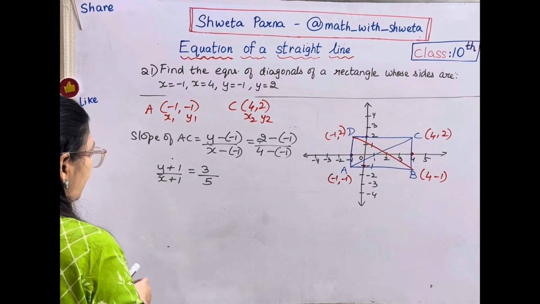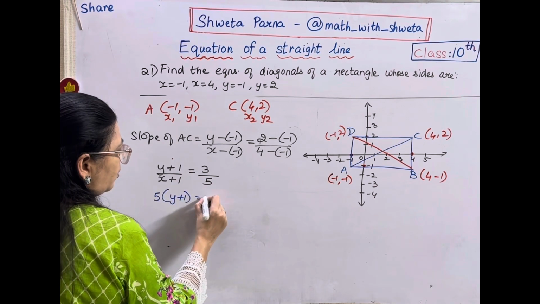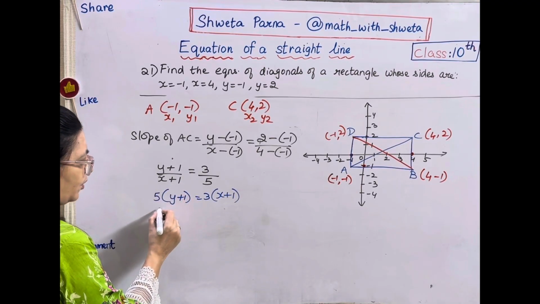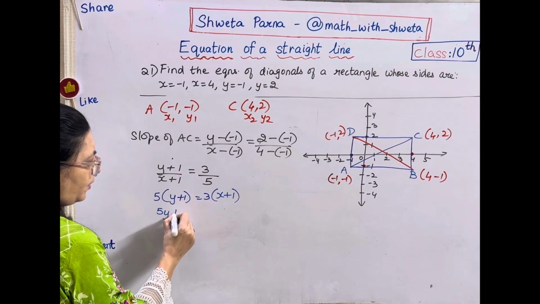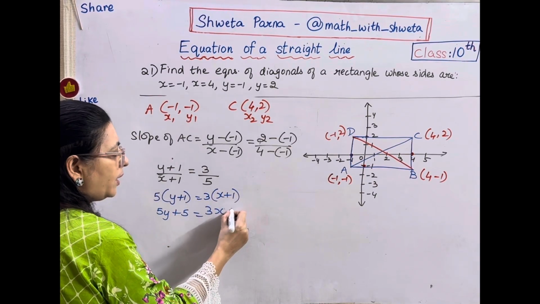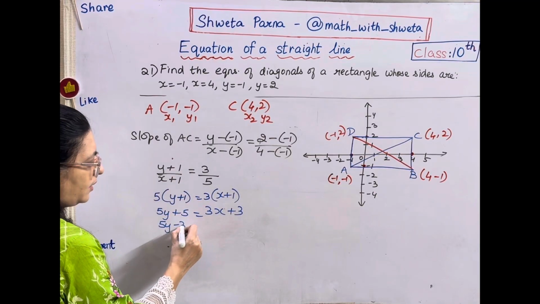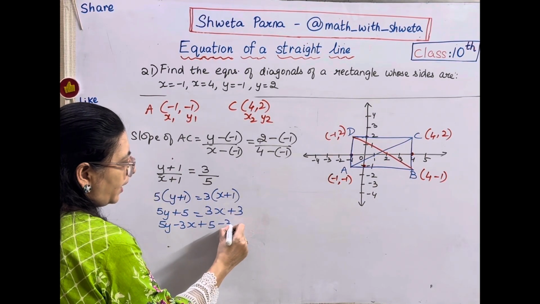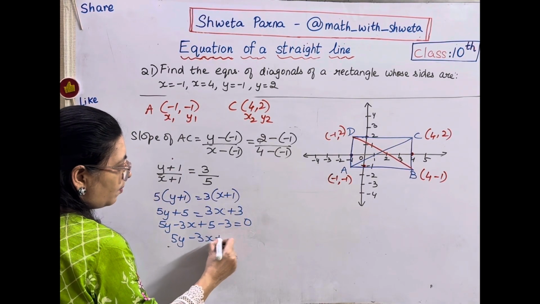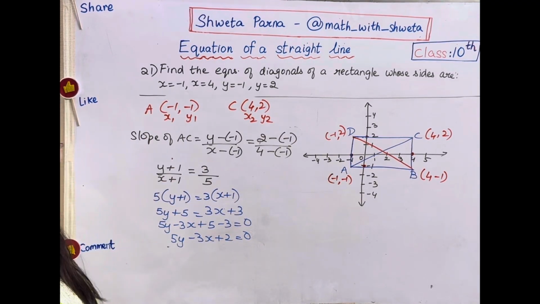Now cross multiply. You will get 5 into (y plus 1) is equal to 3 into (x plus 1). Open the bracket. 5 into y, 5y. 5 into 1, 5, is equal to 3 into x, 3x. 3 into 1, 3. Now bring all this to one side. 5y minus 3x plus 5 minus 3 is equal to 0. 5y minus 3x plus 2 is equal to 0. This is the equation of diagonal AC.